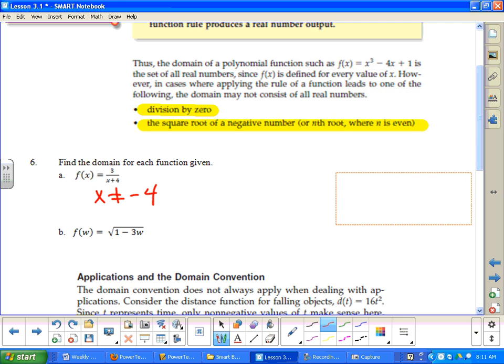When it's a square root or a radical, we cannot take the square root of a negative number because you won't produce a real number. It'll produce a complex number, but we're concerned about real numbers. So anytime I have a radical, we set what's under the radical greater than or equal to 0. Then we just solve that inequality.